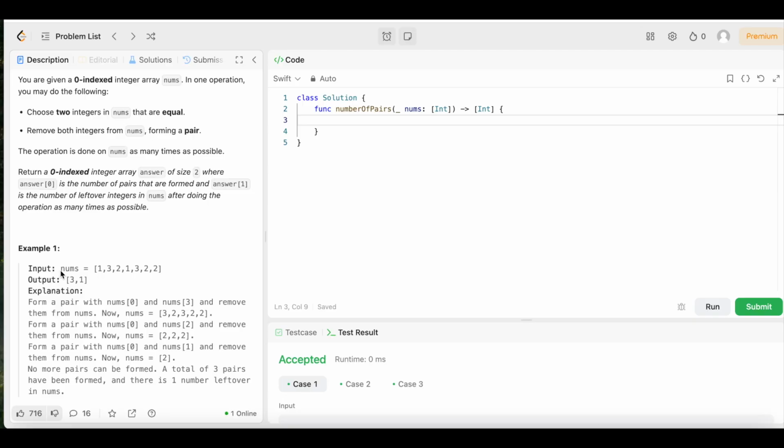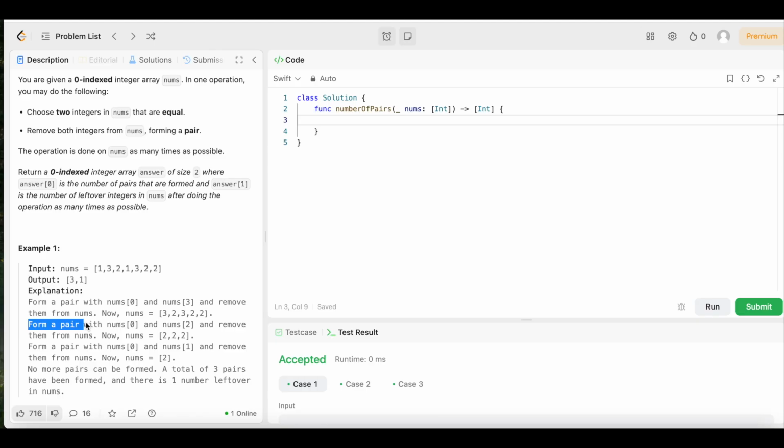So in example 1, the input nums is an array of integers 1, 3, 2, 1, 3, 2, and 2. The output is 3, 1. The explanation says form a pair with nums[0] and nums[3] and remove them from nums. Now we have an array of integers 3, 2, 3, 2, 2. So what they did is they took this 1 at index 0 and this 1 at index 3, made it a pair, and removed it. So that's one pair, right?